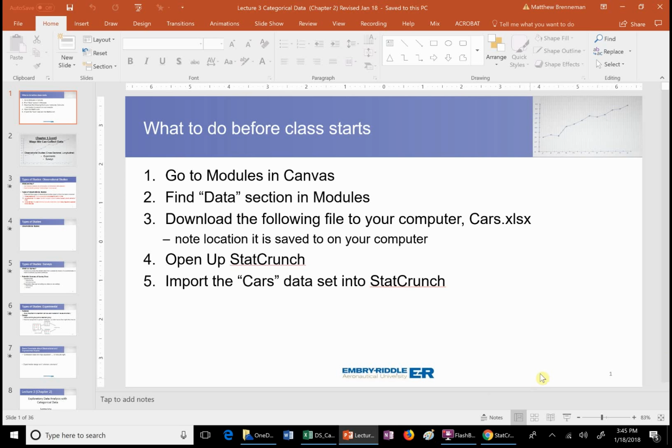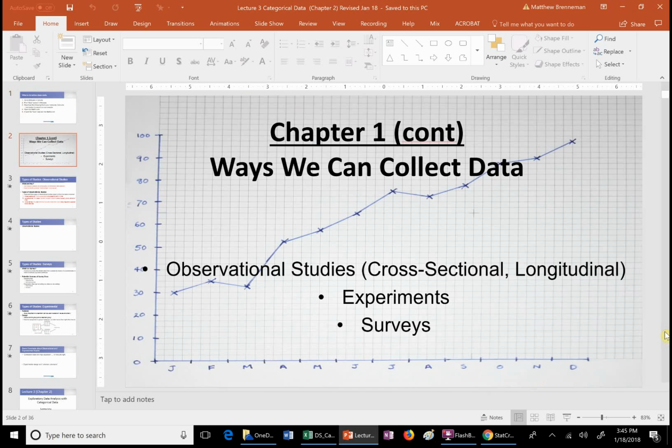So what I want to do is start and talk a little bit about one issue that we didn't discuss last time to kind of wrap up chapter 1, which is the different ways that we can collect data. And so this is important from a lot of different perspectives. The one thing is it's important to understand what we can get from different types of studies, because this is really one genuine area where there's a lot of confusion.